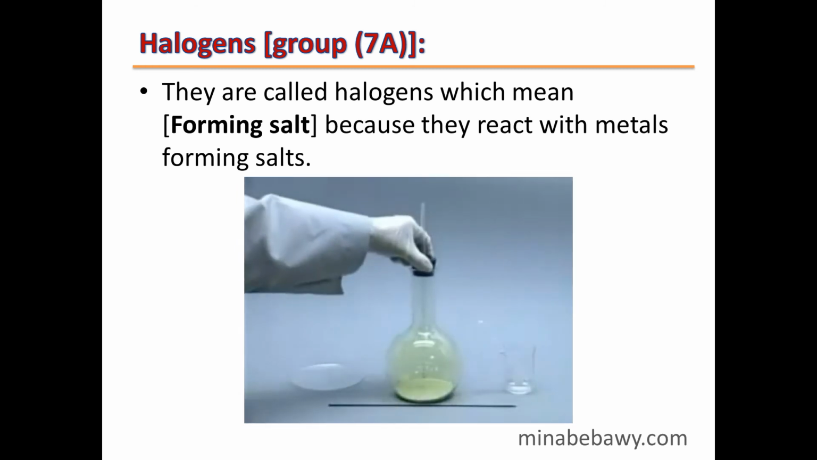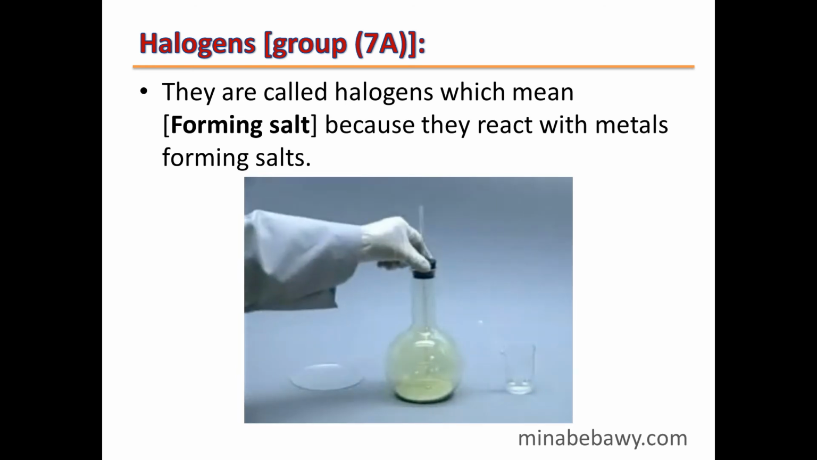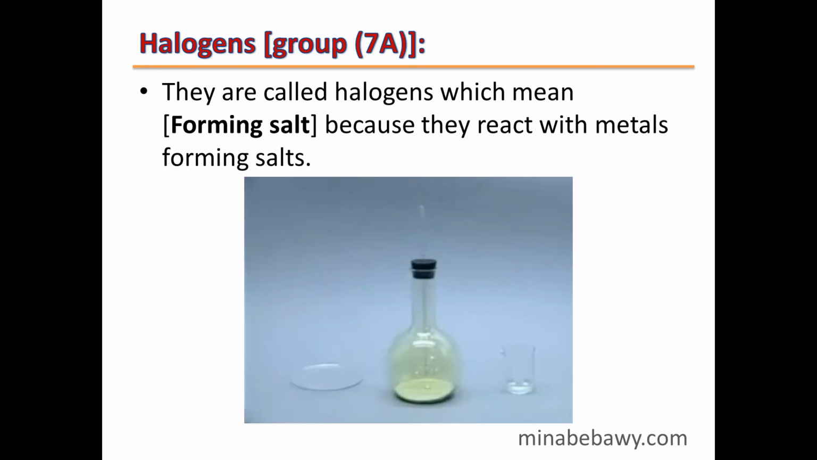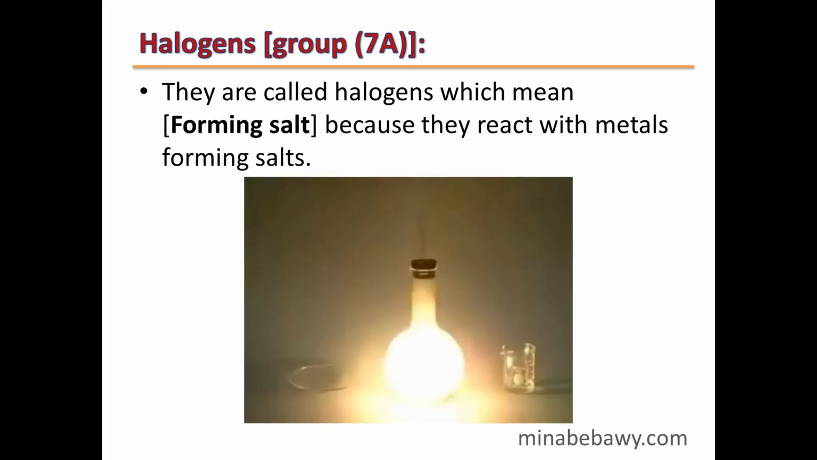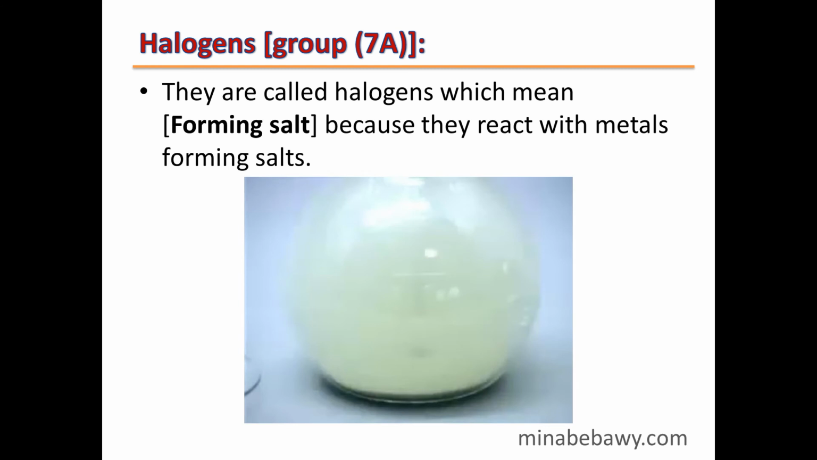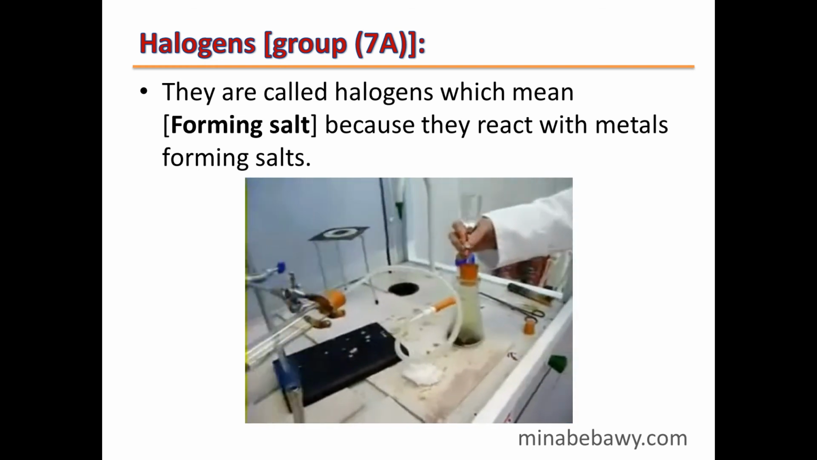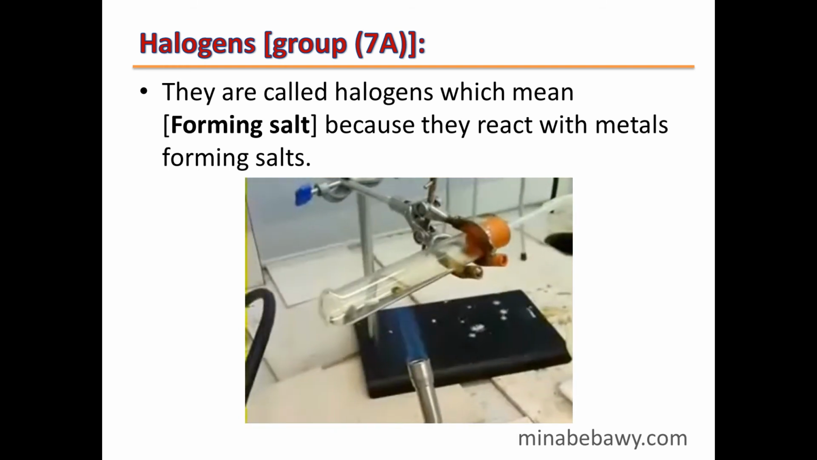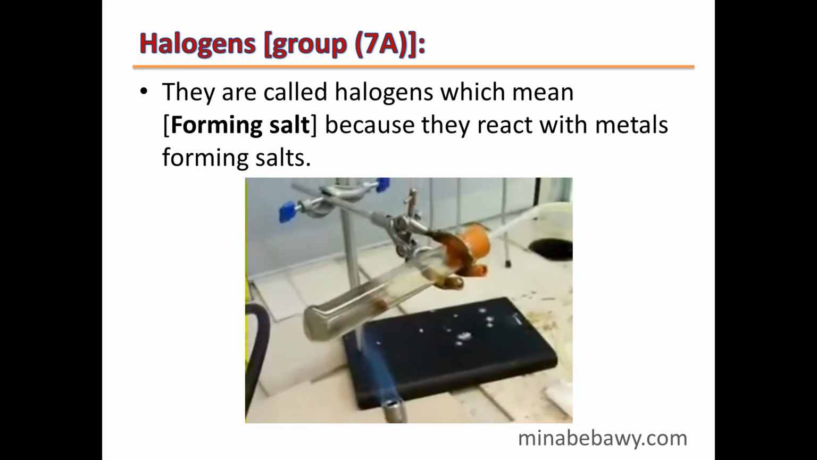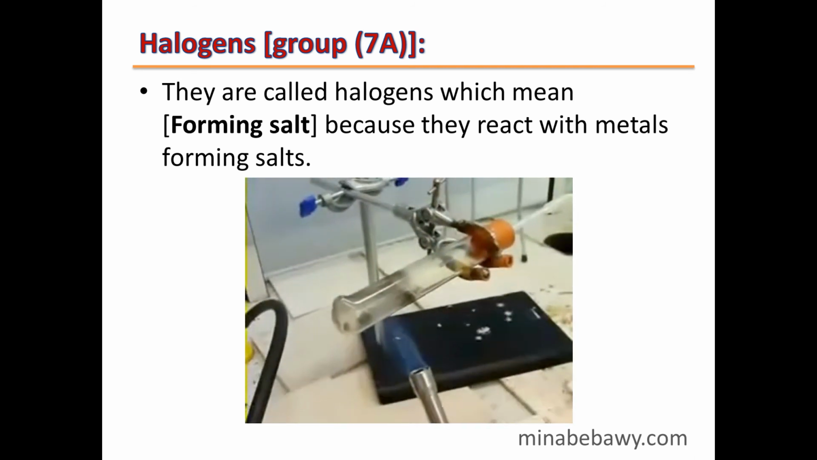They are called halogens, which means forming salt, because they react with metals, forming salt, as we can see from this reaction. This is the reaction between sodium and chlorine to form sodium chloride. Metal plus non-metal forms salt. This is the same reaction in another way: heating a piece of sodium, then passing chlorine gas, they will form sodium chloride, or table salt.